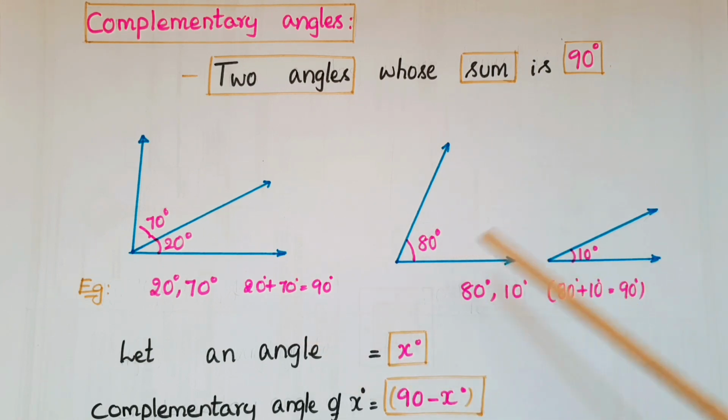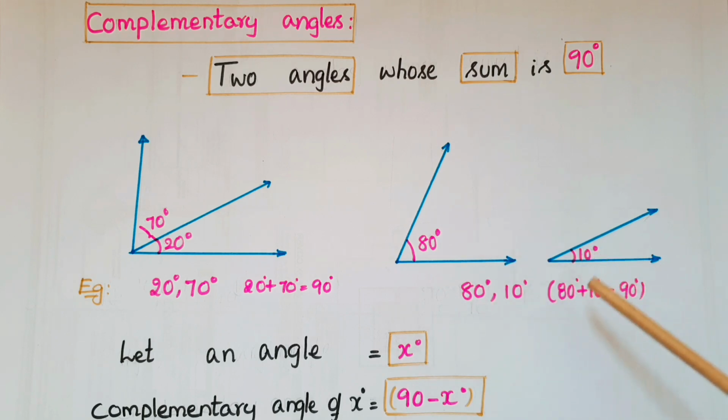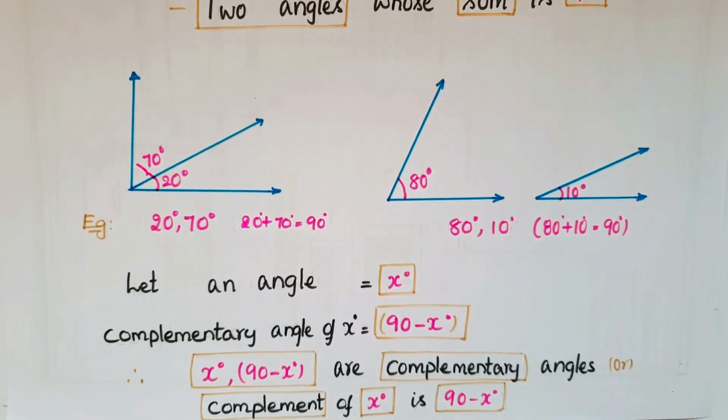If you observe this figure, 80 degrees and 10 degrees, if you add these two angles, then we will get 90 degrees. So these two angles are also complementary angles. So if an angle is x degrees, then the complementary angle of x degrees is 90 minus x degrees. So x degrees, 90 minus x are complementary angles, or the complement of x degrees is 90 minus x degrees.